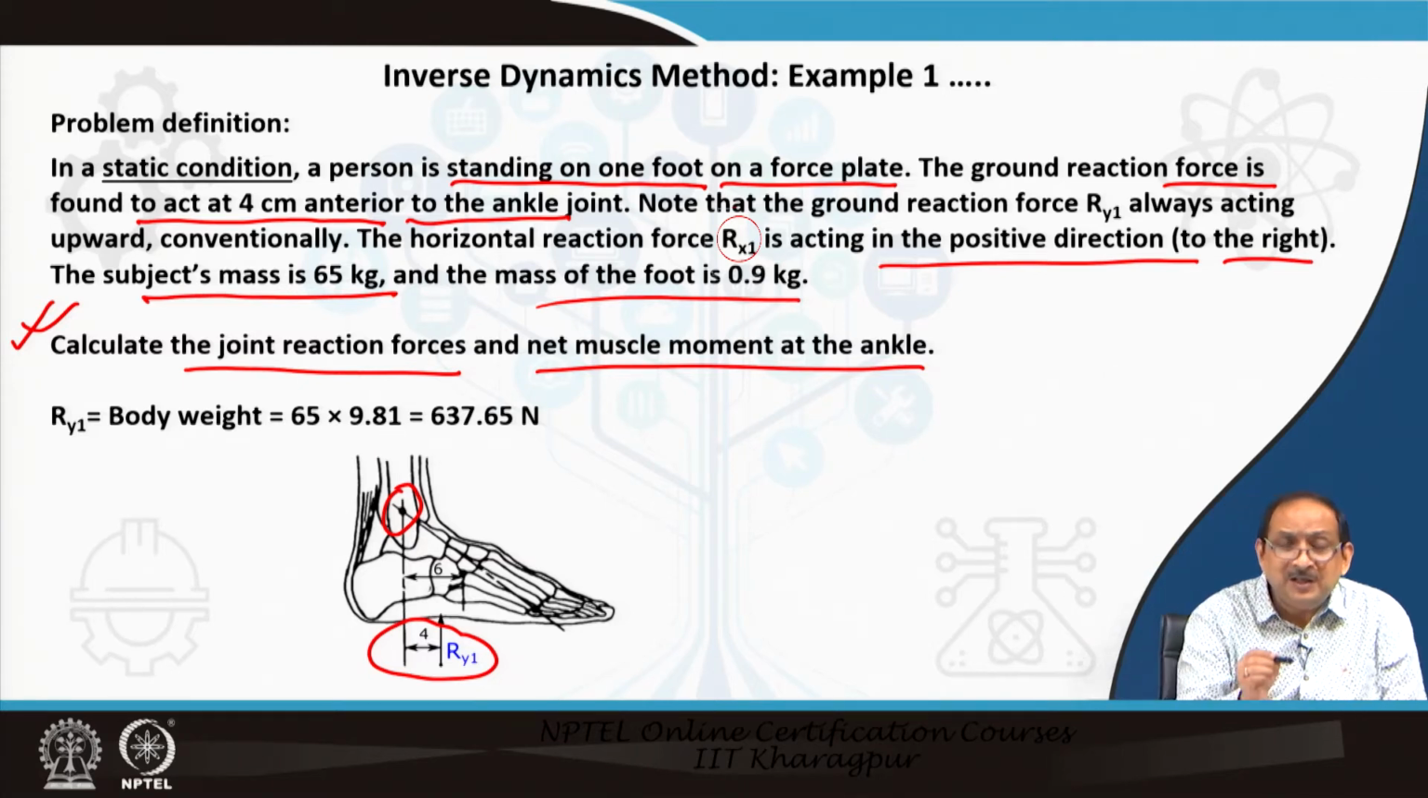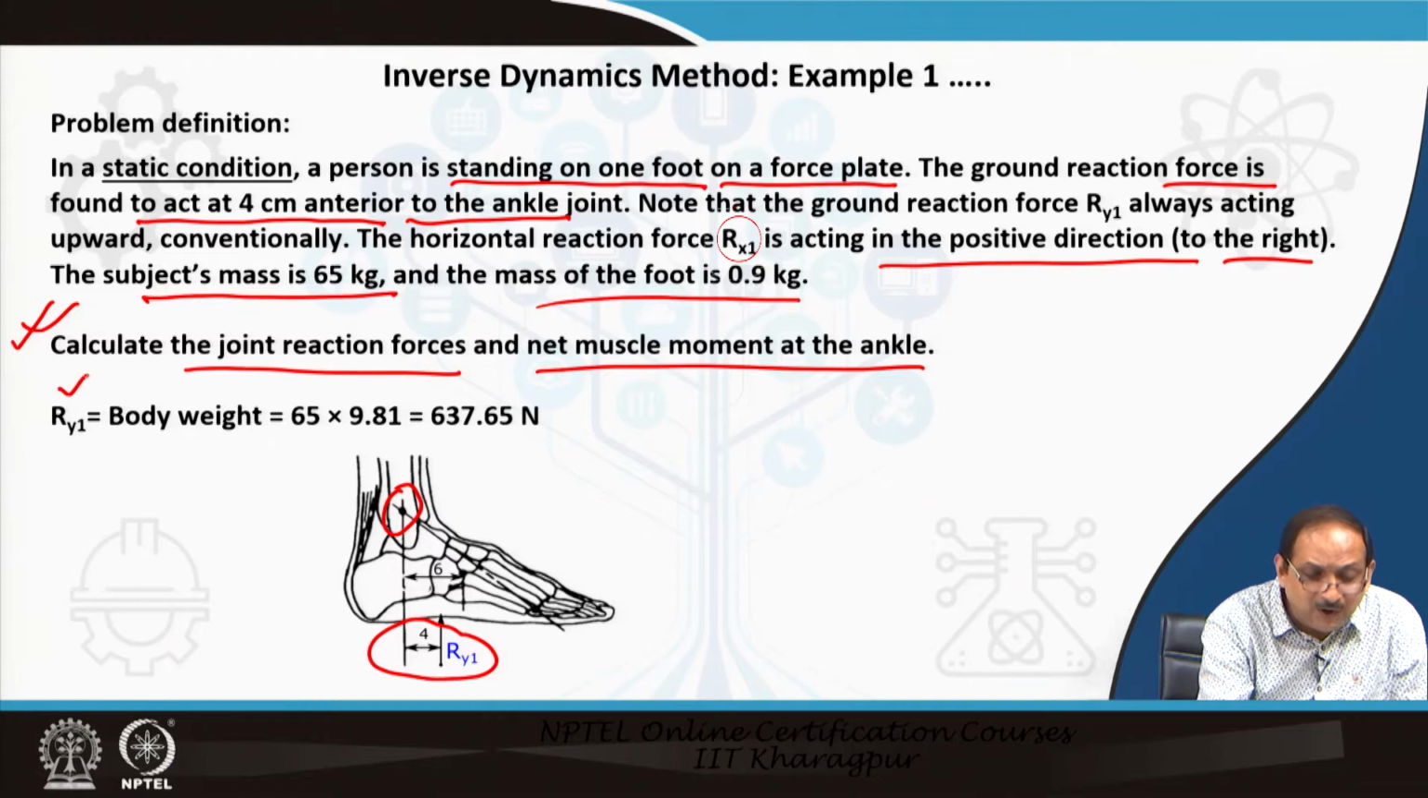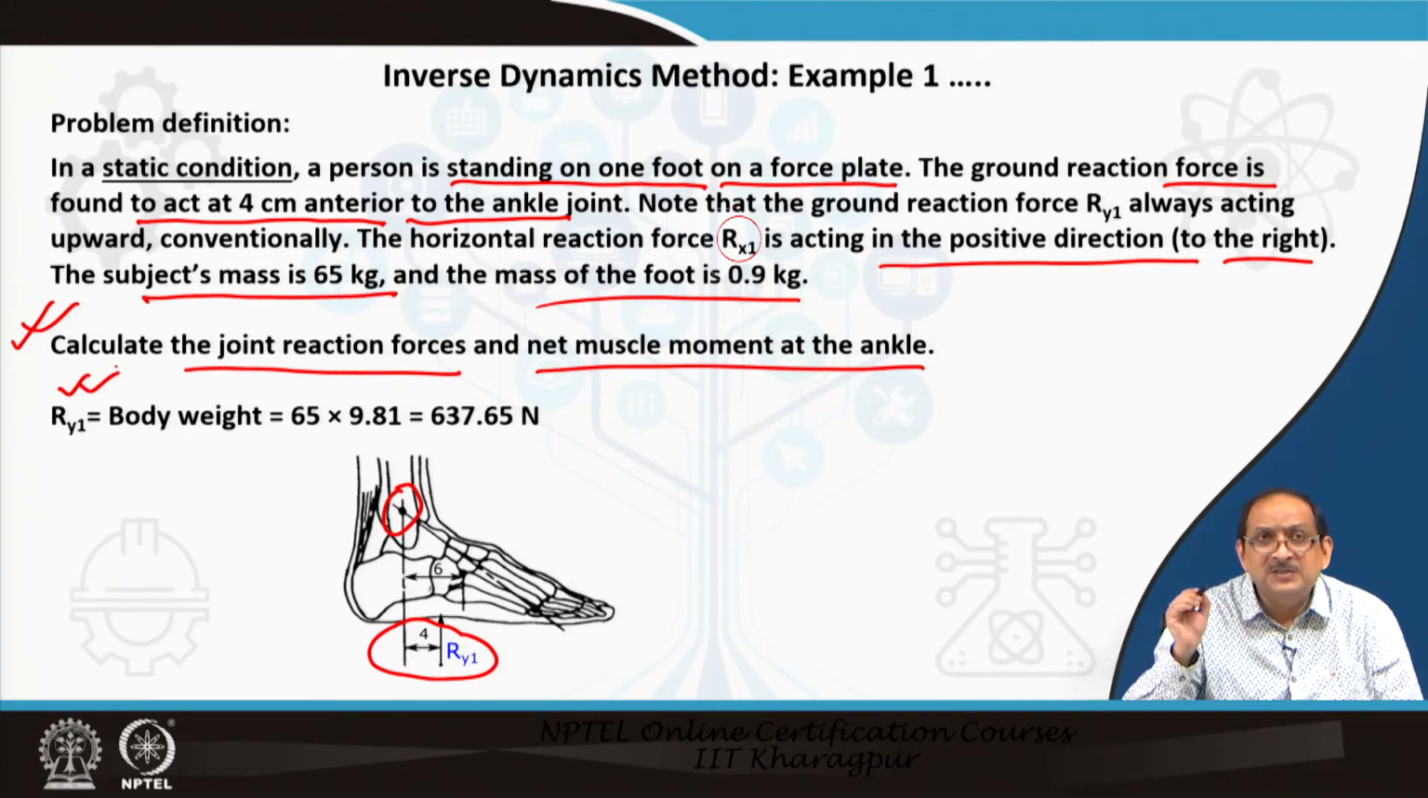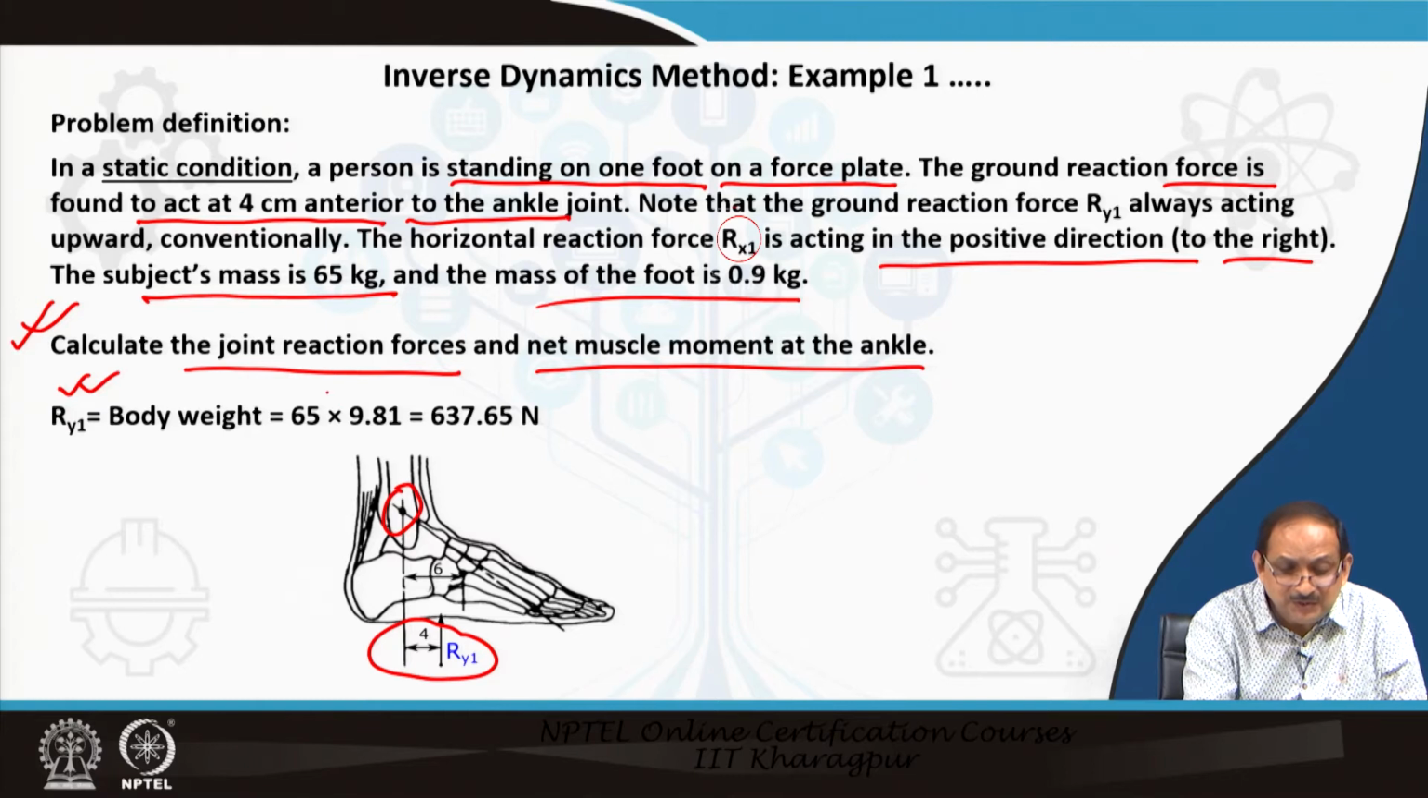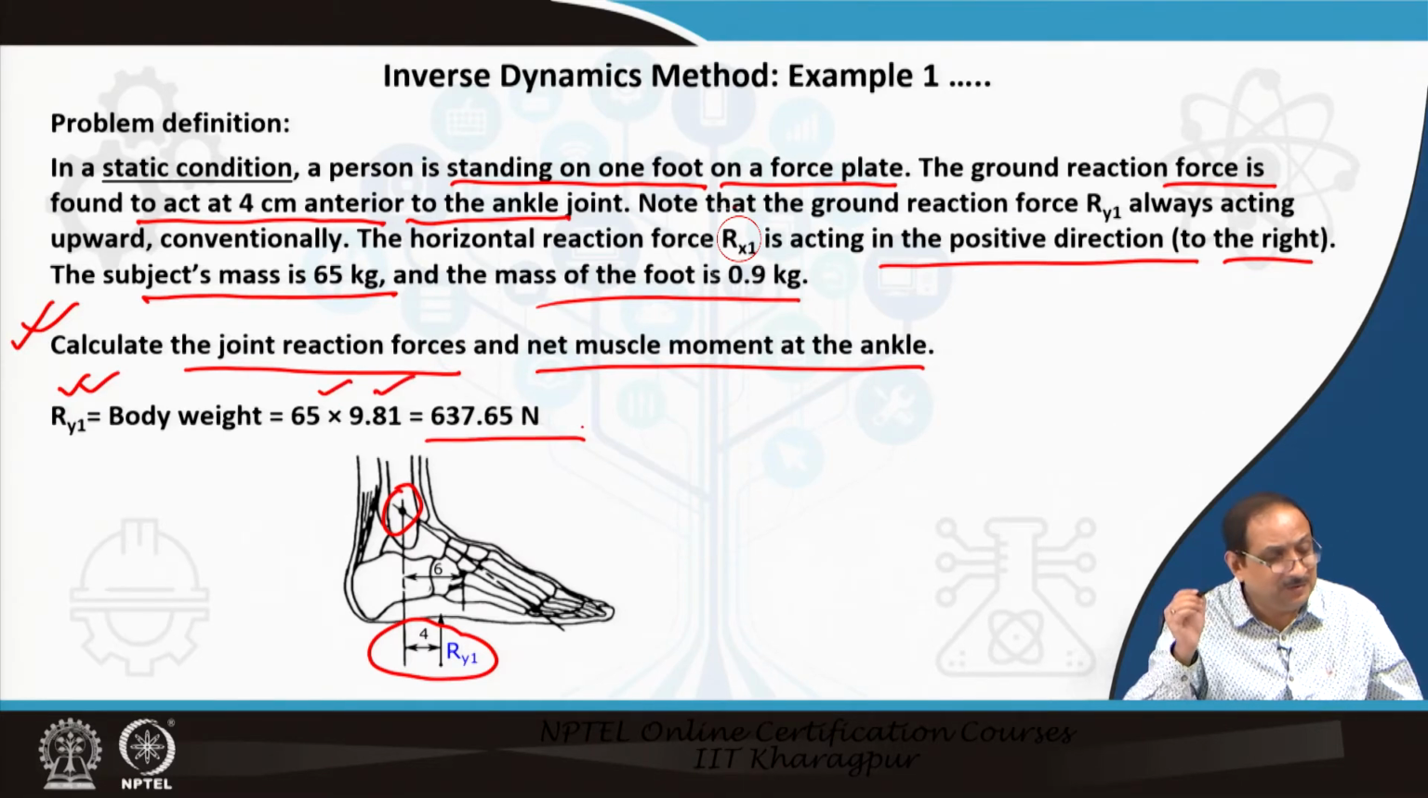So, considering a static situation, Ry1 is obviously equal to the body weight, but acting opposite in direction to the body weight. So, it is 65 m and g. So, we get 637.65 Newton as Ry1.